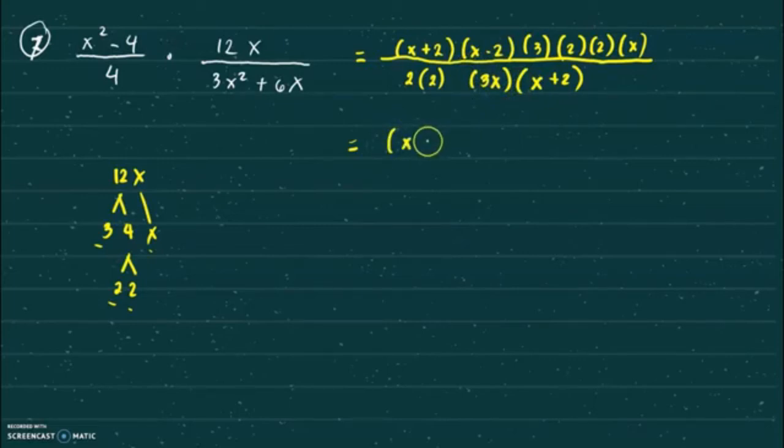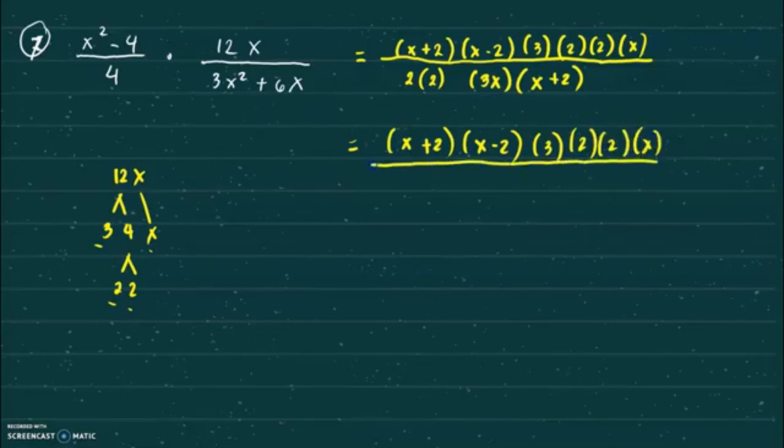So let's write again (x + 2) times (x - 2) times 3 times 2 times 2 times x over 2 times 2 times 3 times x. Factors of 3x, we have 3 times x, times (x + 2).